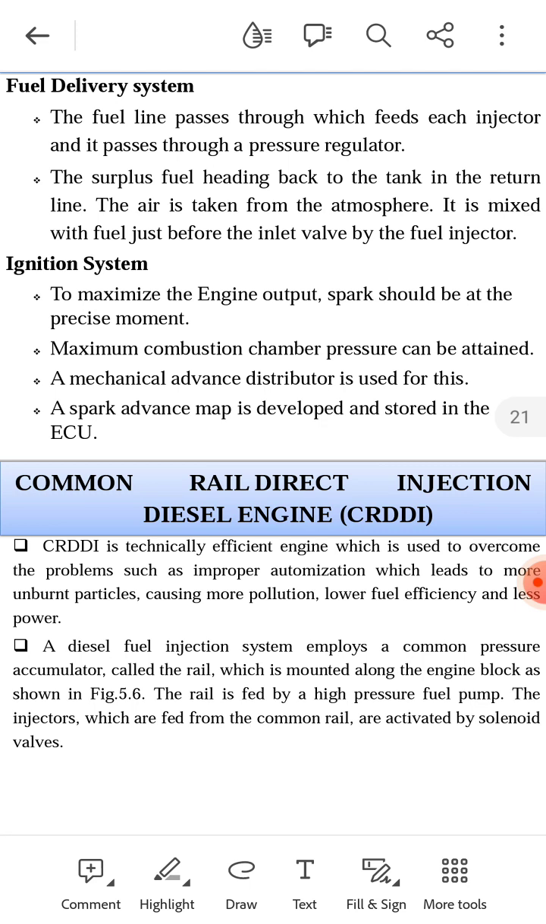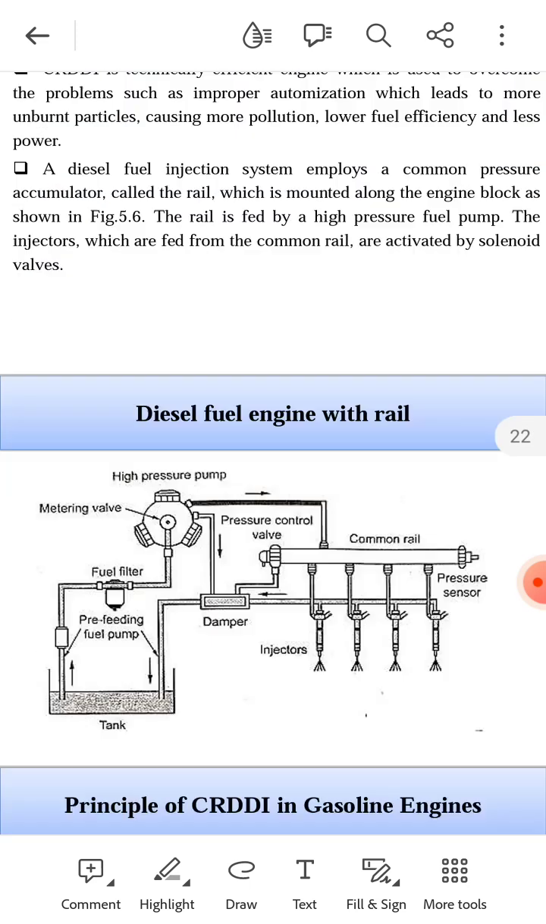back in the figure. The rail is fed by the high pressure fuel pump. The injectors which are fed from the common rail are activated by solenoid valves.